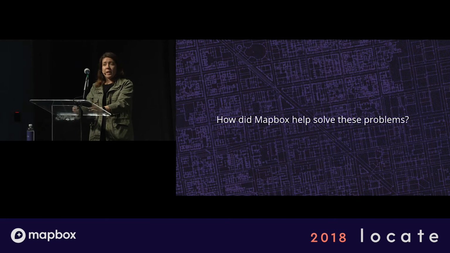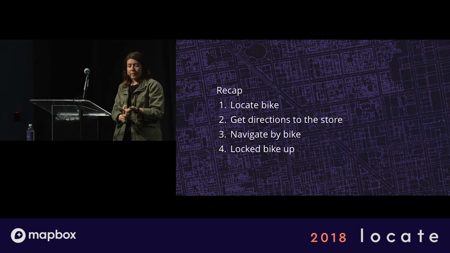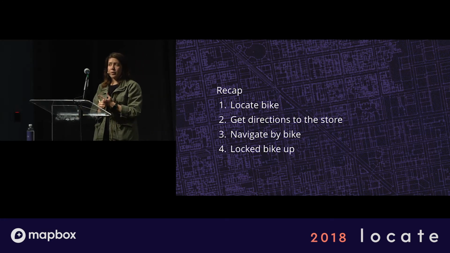So a lot of tools went into this process that you may not see from the outside. So how did Mapbox help solve these challenges? Let's review each step. So to start, Janie located the bike when she opened the actual application for the first time. She searched for the store and got directions to the location. And then she used turn-by-turn navigation to actually navigate to the store by bike. And then when she was done with her trip, she locked the bike up and completed it.